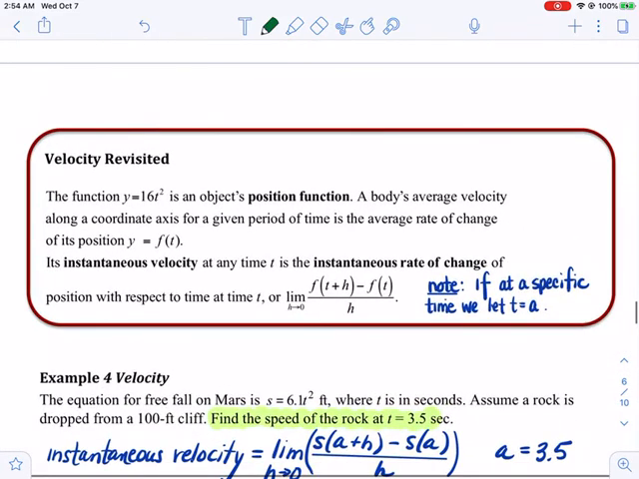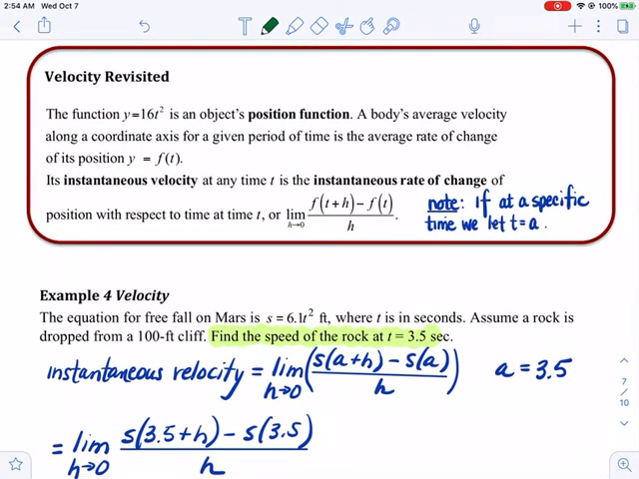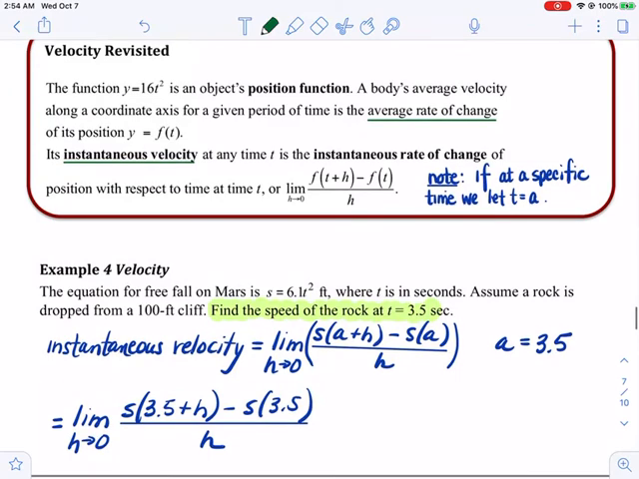And then we have a problem with velocity, and that's revisited here, where we have the function 16t squared as an object's position function. A body's average velocity along a coordinate axis for a given period of time is the average rate of change of its position. Its instantaneous velocity at any time t is the instantaneous rate of change of position with respect to time. It's like when you look at your speedometer and it says 65 miles per hour, that's instantaneous. There's not a change in time associated with it.